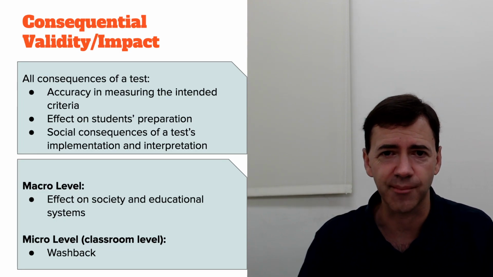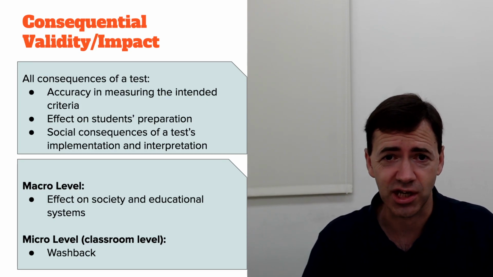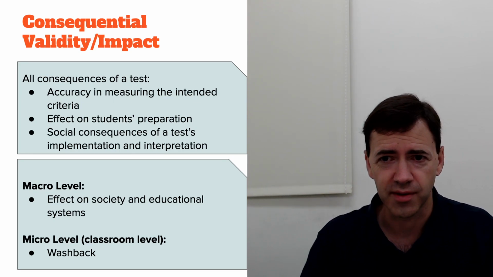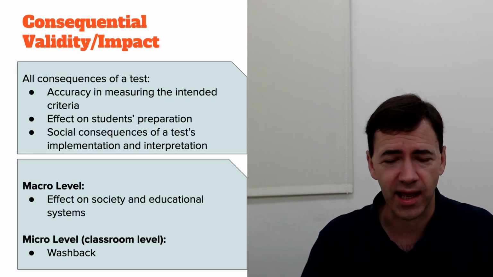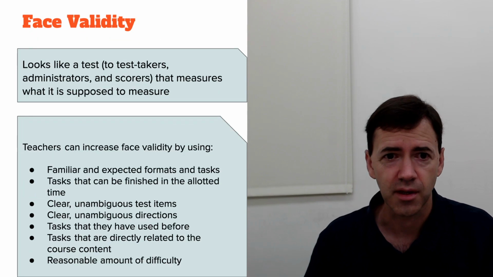Now we can look at this at the macro level or micro level. Macro level is what I just talked about. It affects society and the educational systems. At the micro level, that's in your classroom, we call this washback. And washback is actually the next principle, so I'm not gonna talk about it here.